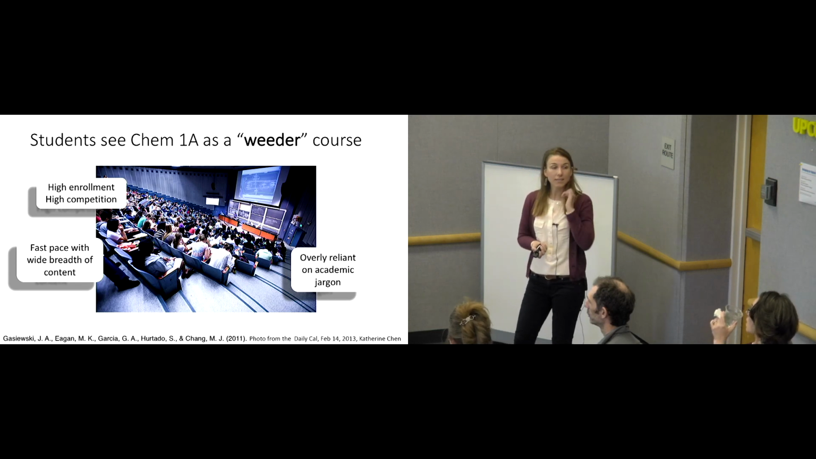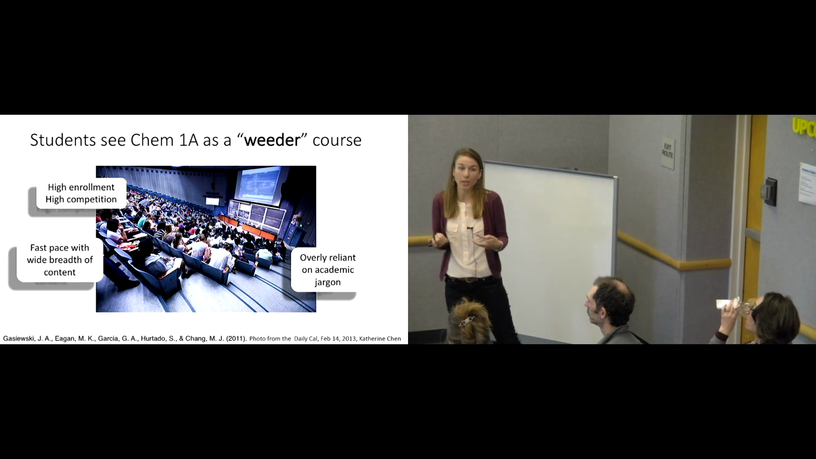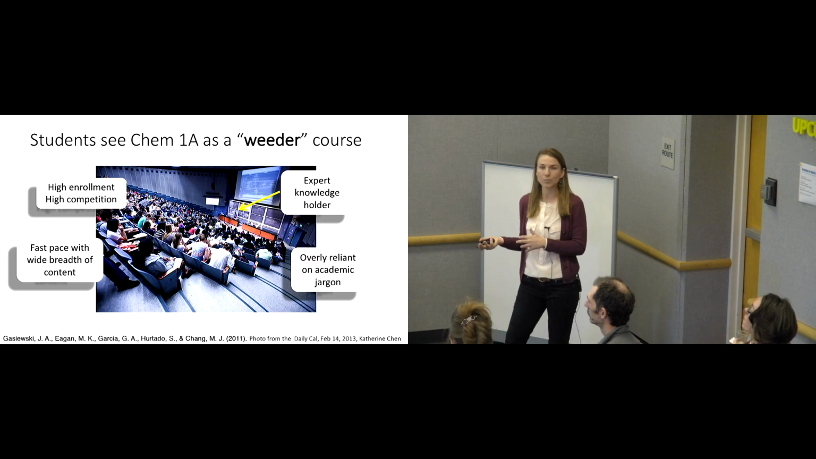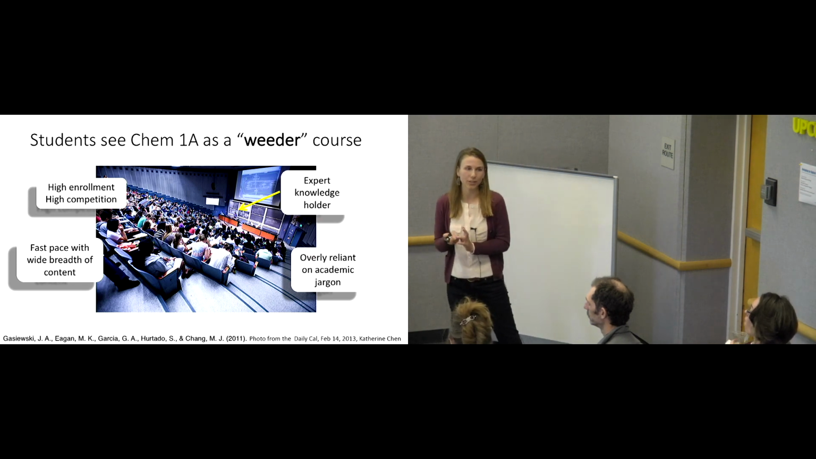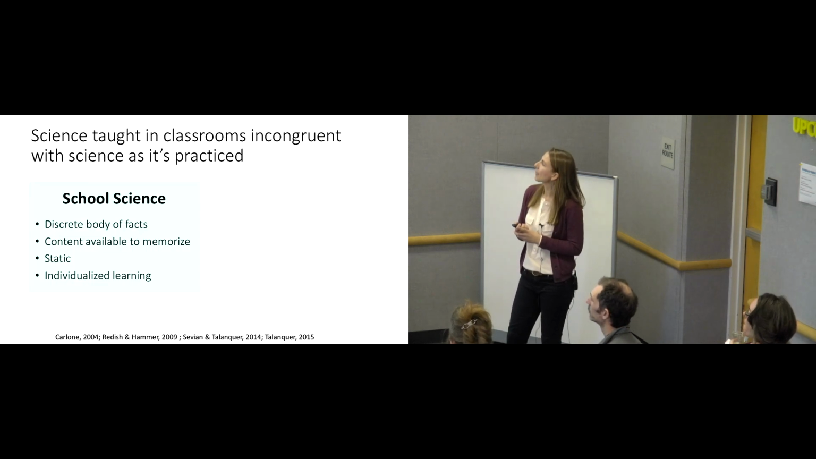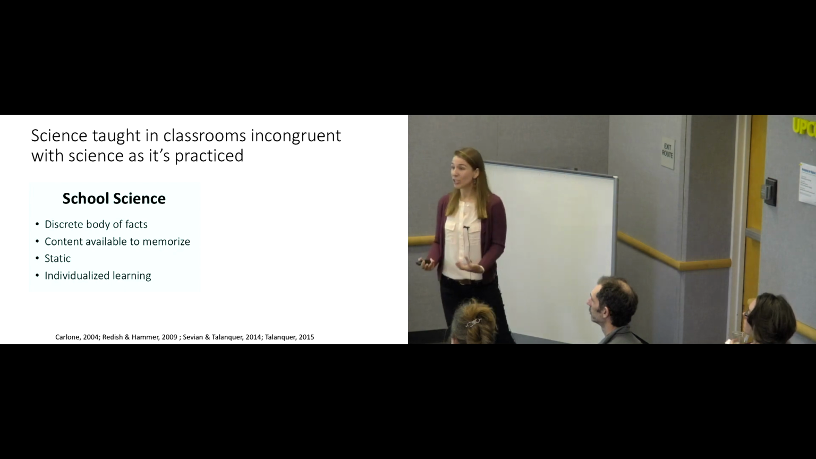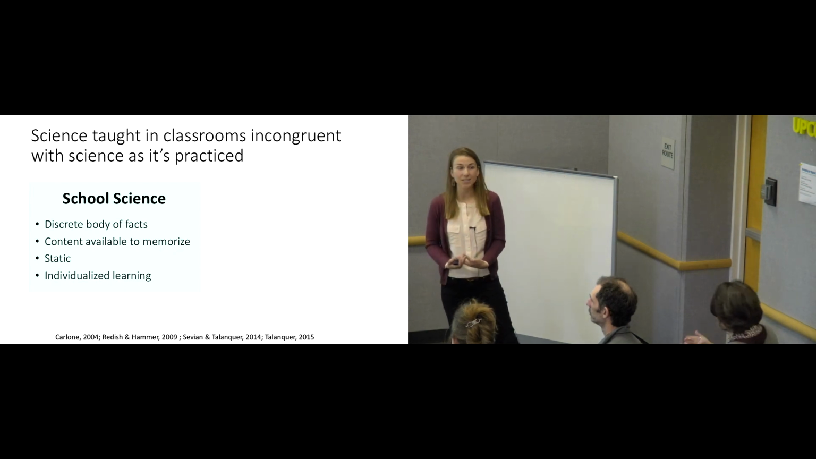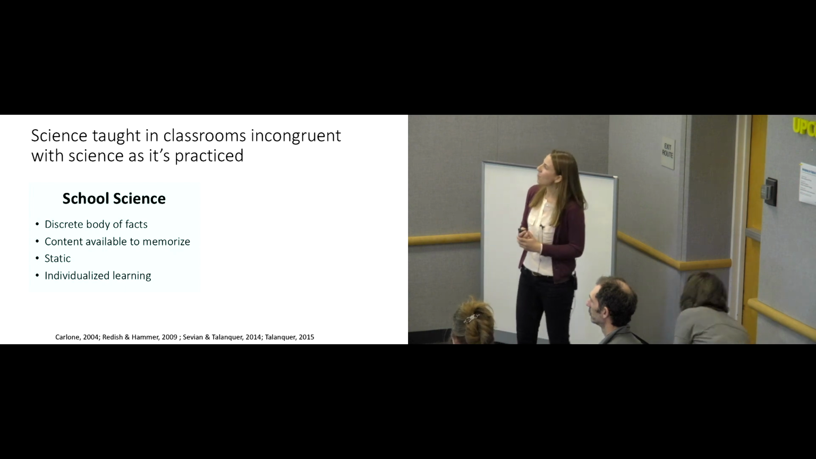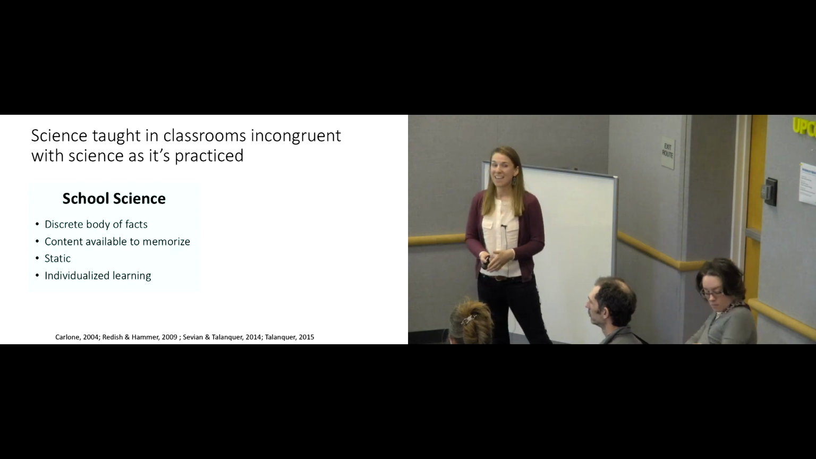There's an over-reliance on academic jargon, right? That makes you feel like, oh, to be smart is to be able to use these big complicated words. And the positioning of students in relationship to this expert knower at the front of the room or the sage on the stage all contribute to this. And then maybe at the crux of the problem is that the way that we're teaching science in these large lecture classes frames science as what I'm going to call school science, as a discrete body of facts that are available to be memorized, that it's static, right?